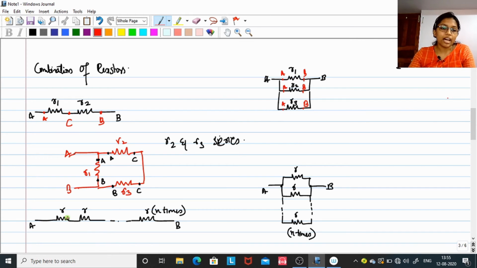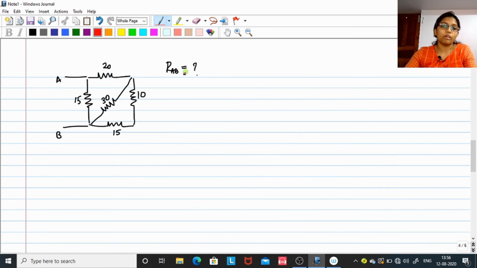And next, if a resistor of value R is connected n number of times in series, then your net resistance RAB will be n into R. Also here, if R is connected in parallel n number of times, then your net resistance RAB will be R divided by n. Okay. Next is a problem for you.